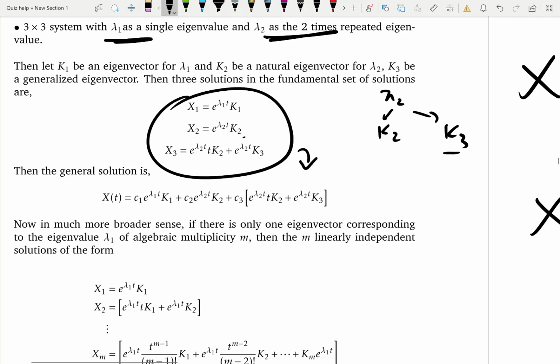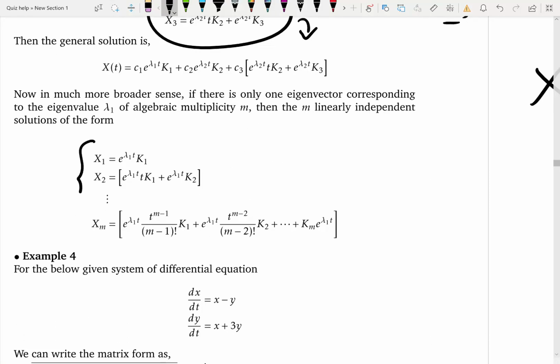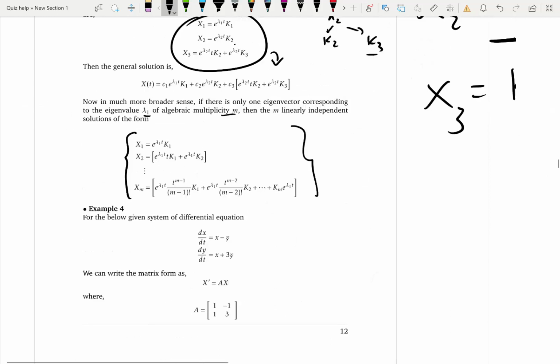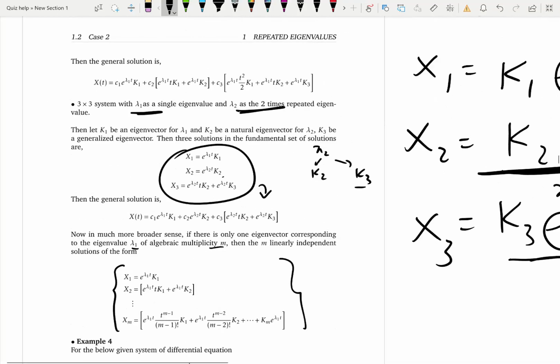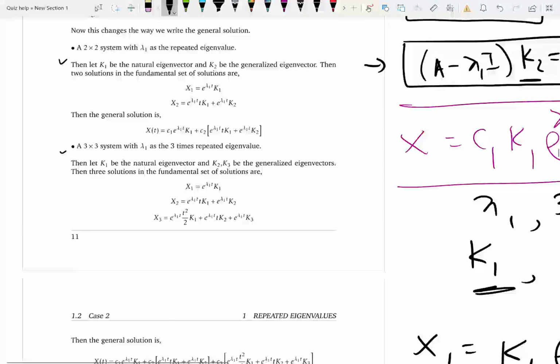There's one more case that I think I didn't discuss, but generally we can write the general solution using this formula. It explains, if you have algebraic multiplicity m of eigenvalue lambda 1, how we can write the general solution. But really what I did in this video is the 3 cases that you usually get.